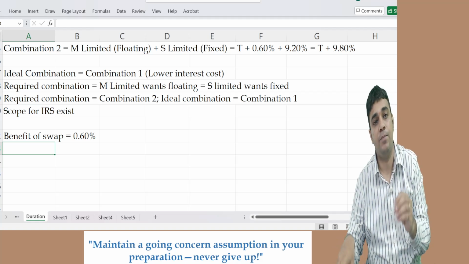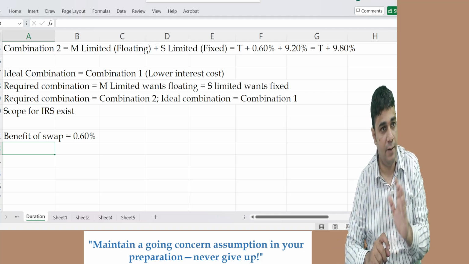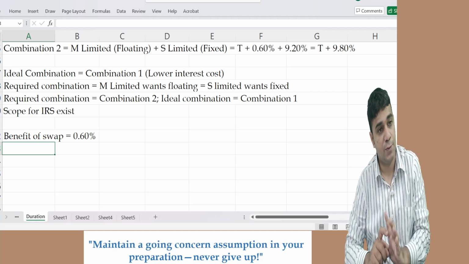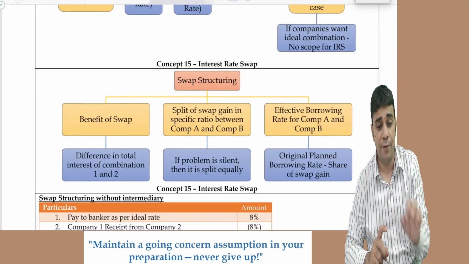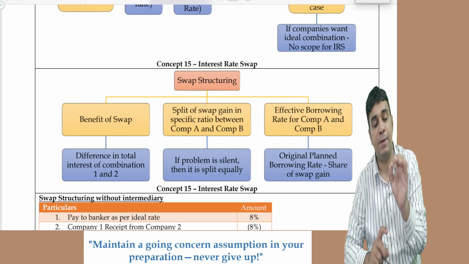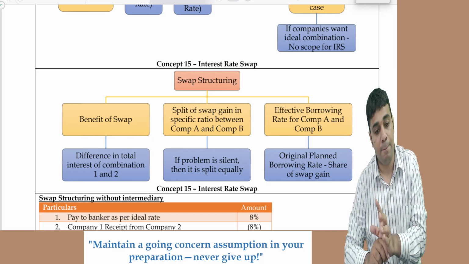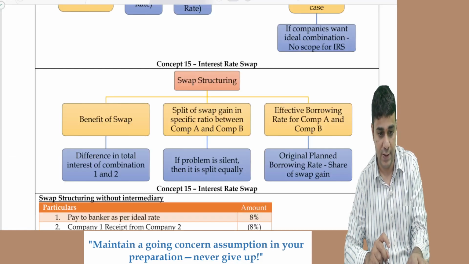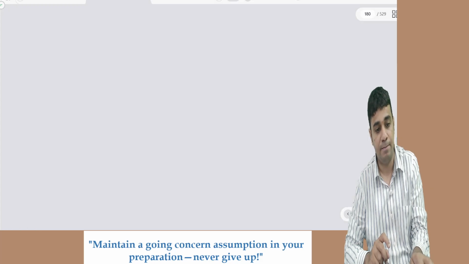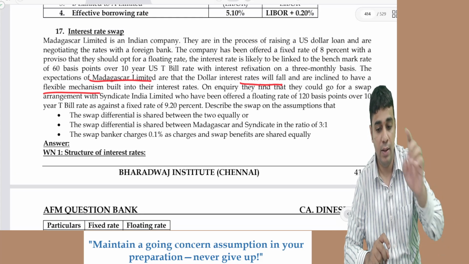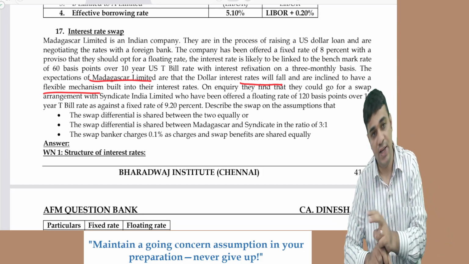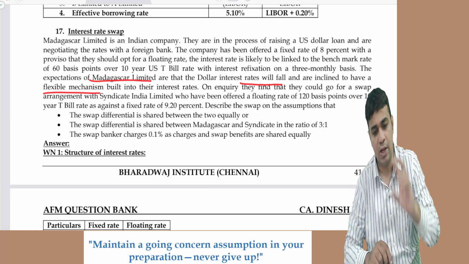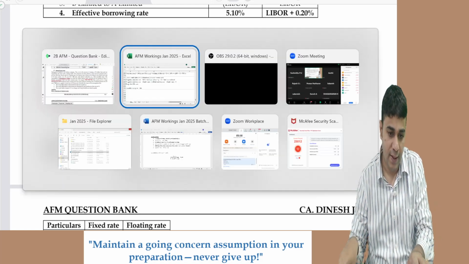Now this benefit will be split between the two parties. How the benefit comes and all, we'll understand as we proceed. There's going to be a benefit of 0.6%. This swap gain is split in a specific ratio between company A and company B. If the problem is silent, split it equally. In this question, the gain is to be split part 1 equally, part 2 in the ratio 3 to 1, and part 3 has an intermediary who charges something. We'll understand as we proceed. So it has to be split equally. Now 0.6 split into 2.